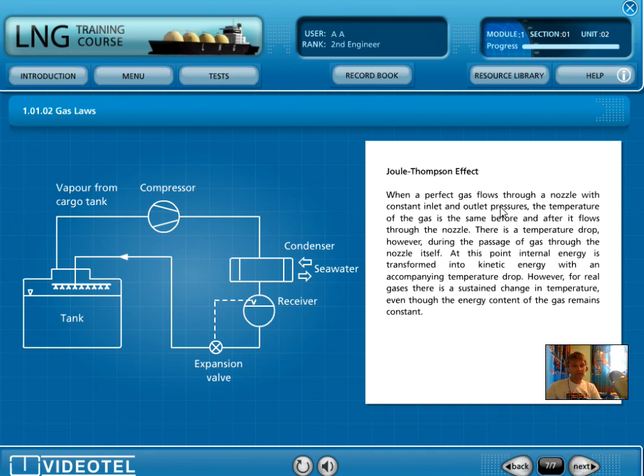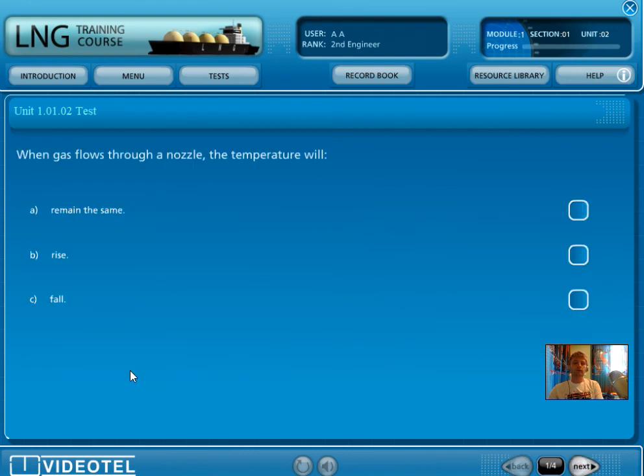So when a perfect gas flows through a nozzle with constant inlet and outlet pressure, the temperature of the gas is the same before and after it flows through the nozzle. There is a temperature drop, however, during the passage of the gas through the nozzle itself. At this point, internal energy is transferred into kinetic energy with an accompanying temperature drop. However, for real gases, there is a sustained change in temperature, even though the energy content of the gas remains constant. Very interesting.